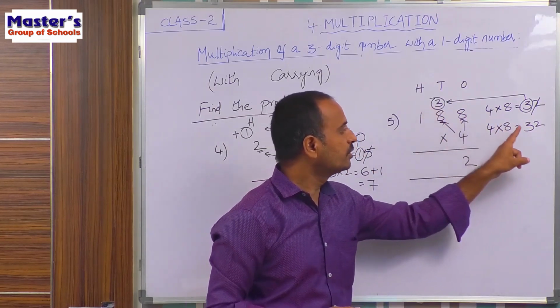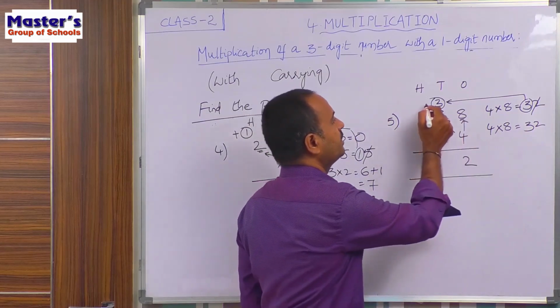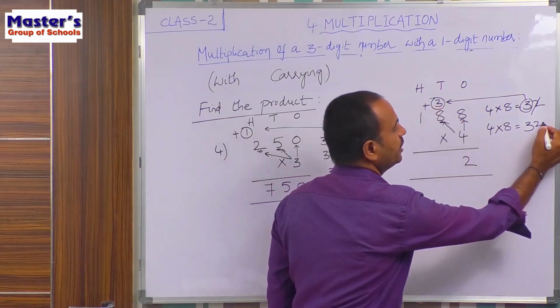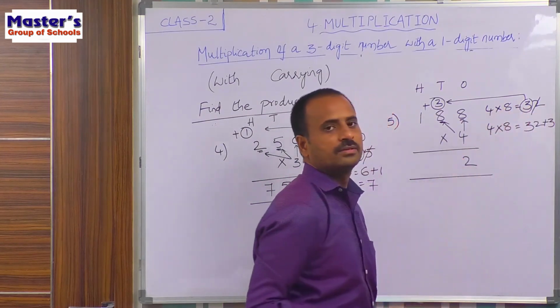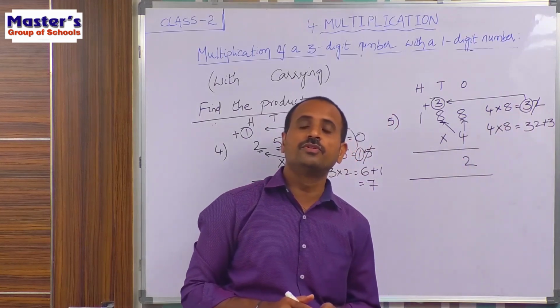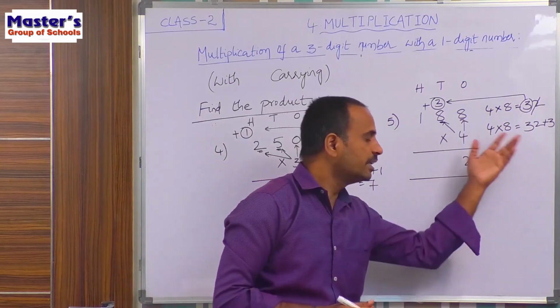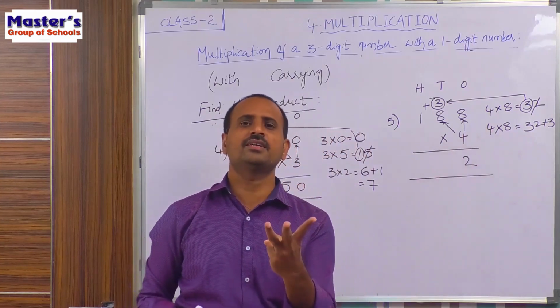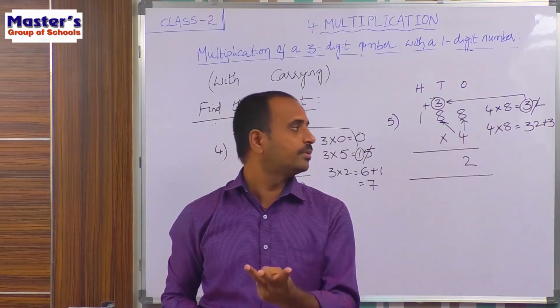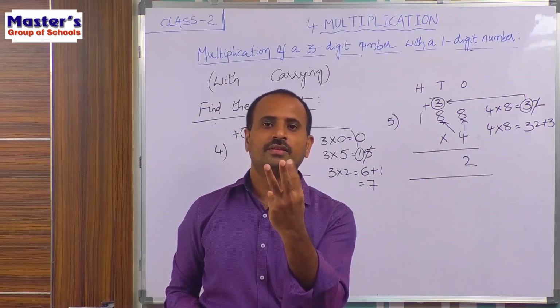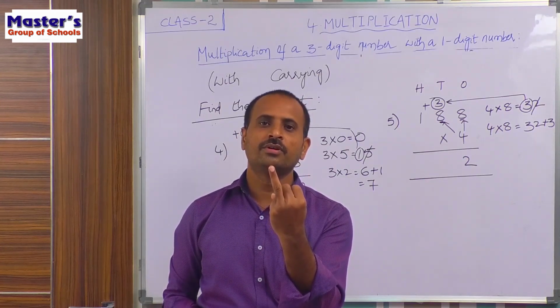Add this 3 to the product, that is 32 plus 3. Children, how much will you get if you add 3 to 32? Open 3 fingers and count after 32. That is 32, after that 33, 34, 35.